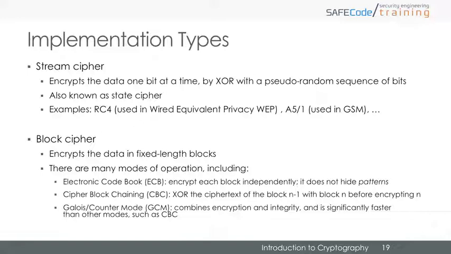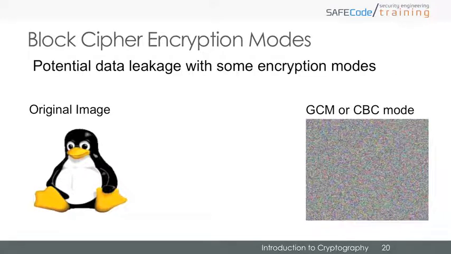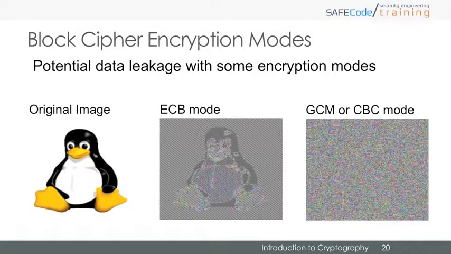Let's have a more detailed look at the ECB and the GCM/CBC modes of operation. To illustrate some of the differences between modes of operation, we can demonstrate how ECB, electronic codebook, compares to other modes such as CBC, cipher block chaining, or GCM, Galois/counter mode. From the picture, we can see how the mode of operation chosen influences the quality of the encrypted result.